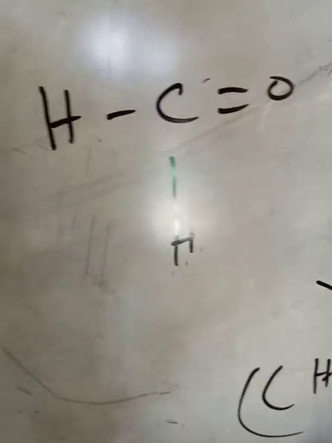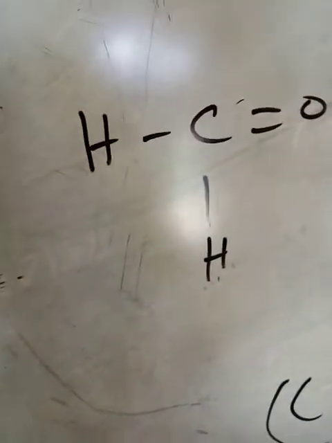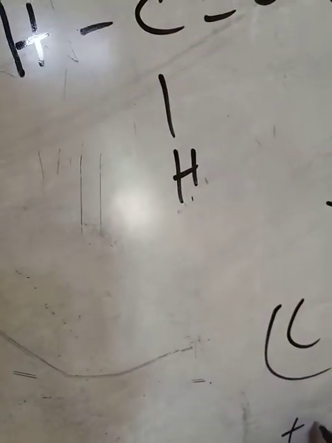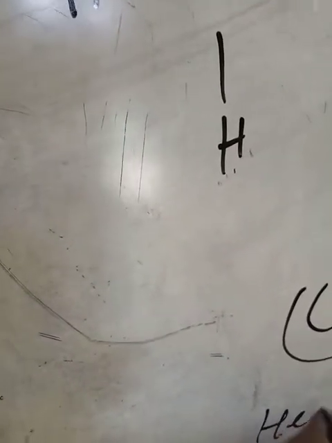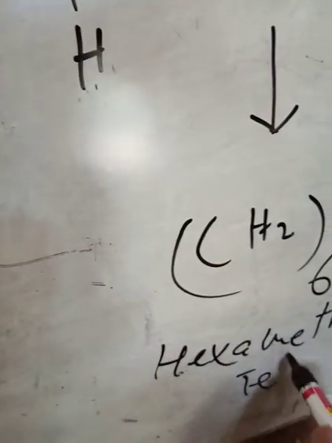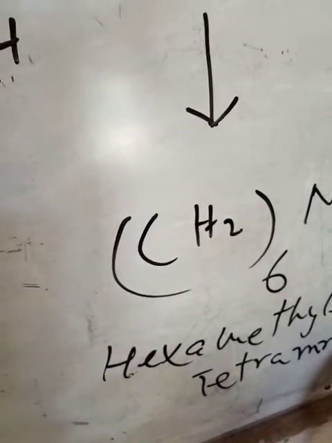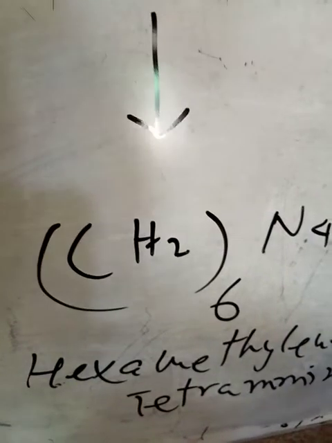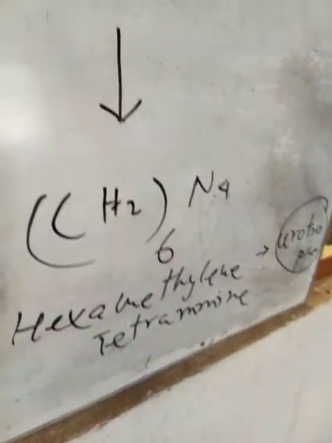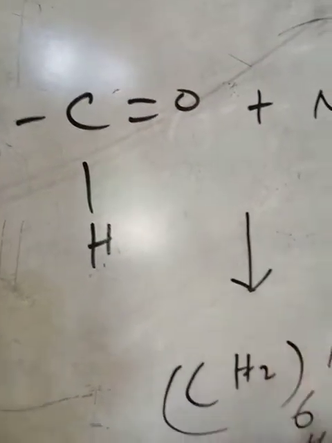(CH2)6N4. This is called hexamethylene tetramine, or urotropine, which is the medical name. It is used in medicine. So this reaction occurs in a different way. Formaldehyde with ammonia gives urotropine. This is an important compound as it is directly used as a medicine.